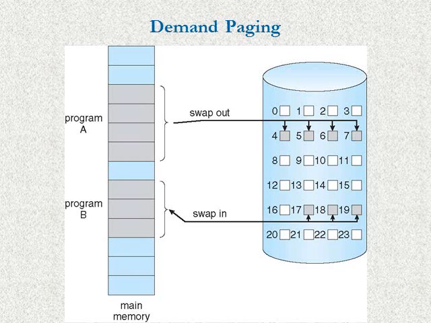Here we have the conceptual model of this demand paging. You can see that on the main memory we have two processes, A and B, and their pages are already present on the swap space. So once a page is required by a process, it is swapped in from the swap space to the main memory, and once it is no longer required, it can be swapped out of the main memory to the swap space.